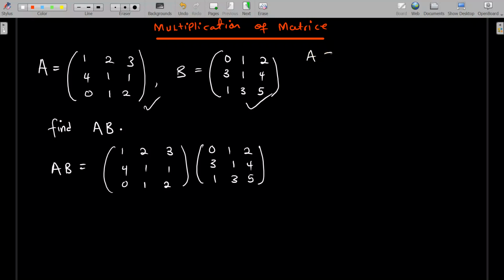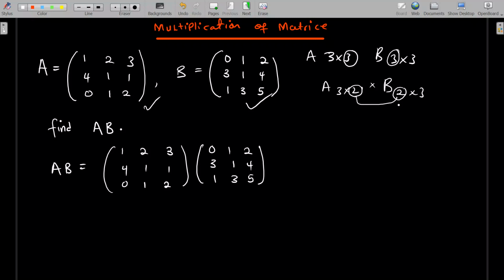A is a 3 by 3 matrix, and B is a 3 by 3 matrix. Before you can multiply two matrices, make sure that the number of columns of the first matrix is the same as the number of rows of the second matrix. So assuming I have a matrix A which is 3 by 2, and I'm going to multiply it by a matrix B which is 2 by 3, this would work because the number of columns here and the number of rows here are the same, right? If the first matrix does not have the same number of columns as the number of rows of the second matrix, then you cannot do the multiplication.